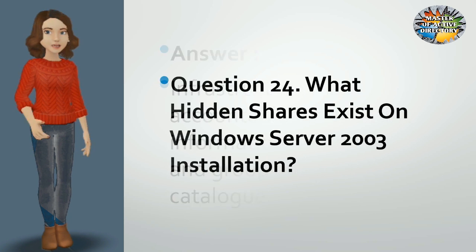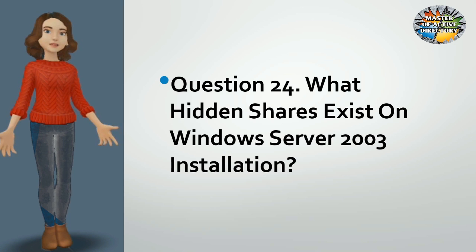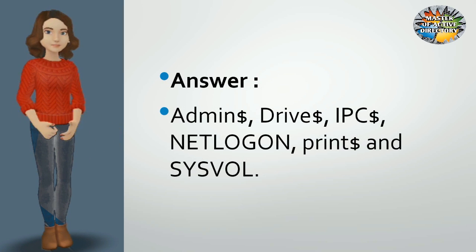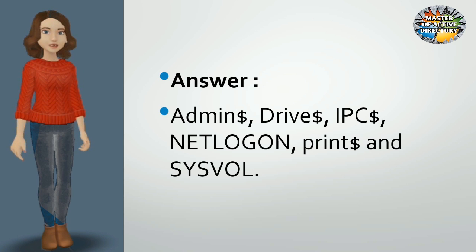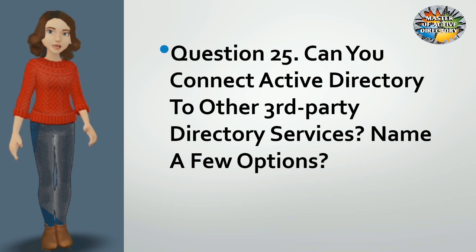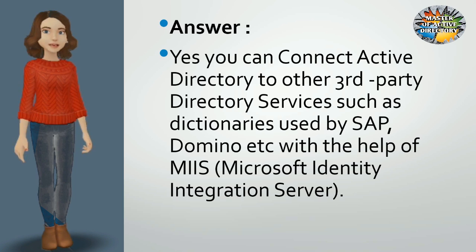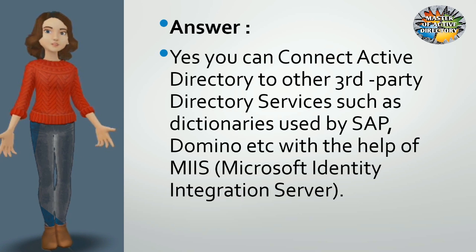Question 24. What hidden shares exist on Windows Server 2003 installation? Answer. Admin$, Drive$, IPC$, Netlogon, Print$, and Sysvol. Question 25. Can you connect Active Directory to other third-party directory services? Name a few options. Answer. Yes, you can connect Active Directory to other third-party directory services such as directories used by SAP, Domino, etc. with the help of MIIS, Microsoft Identity Integration Server.